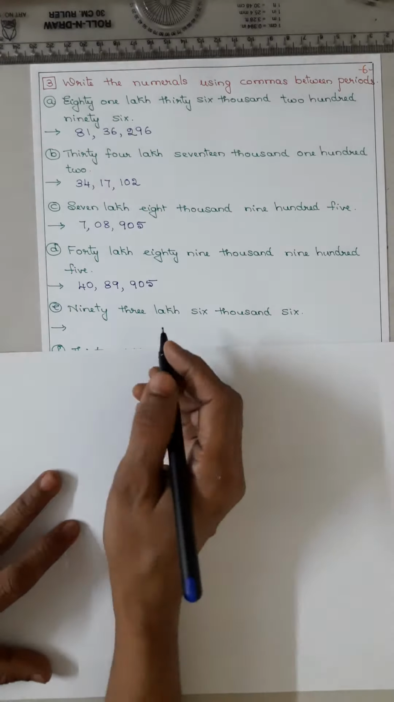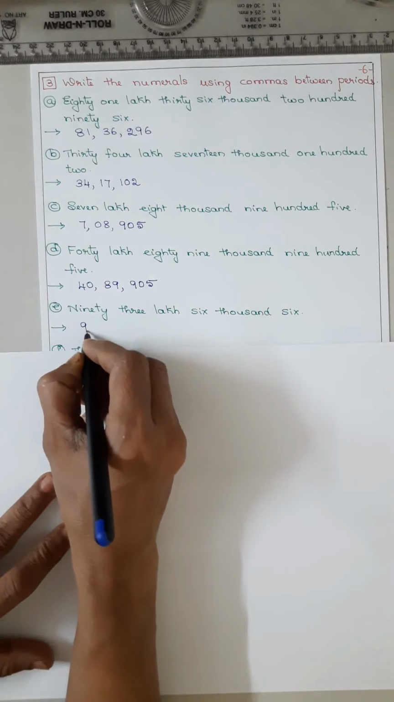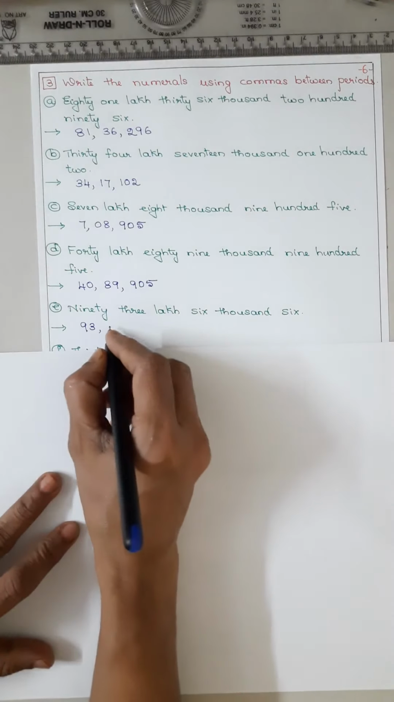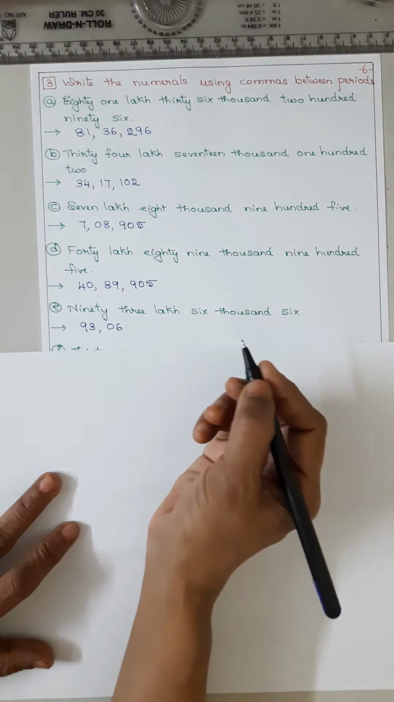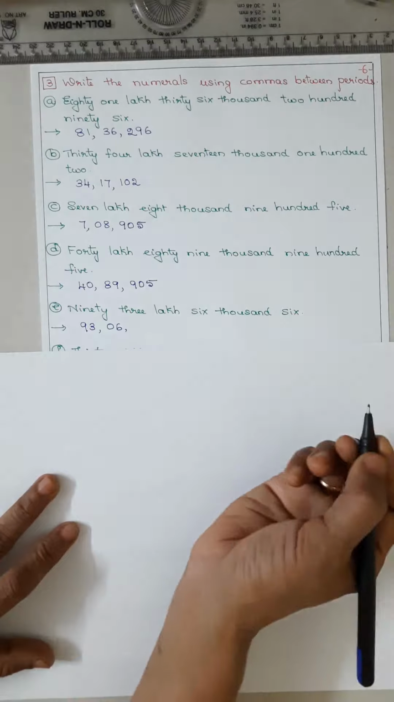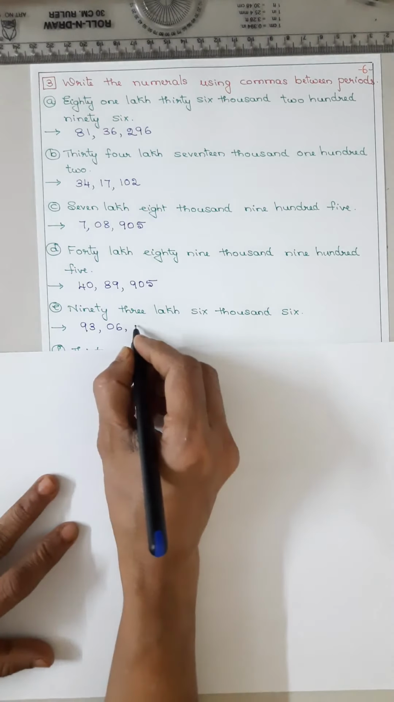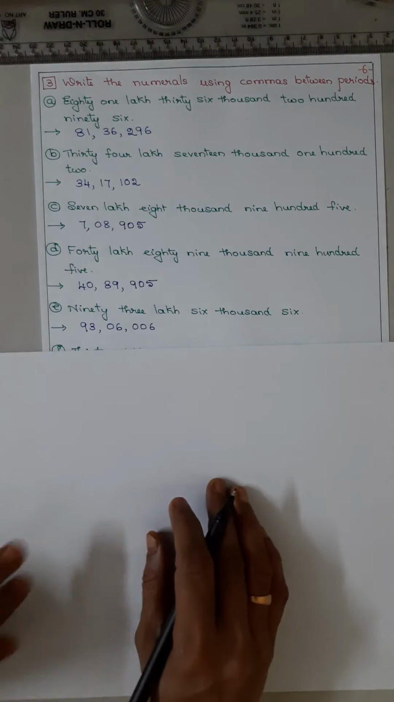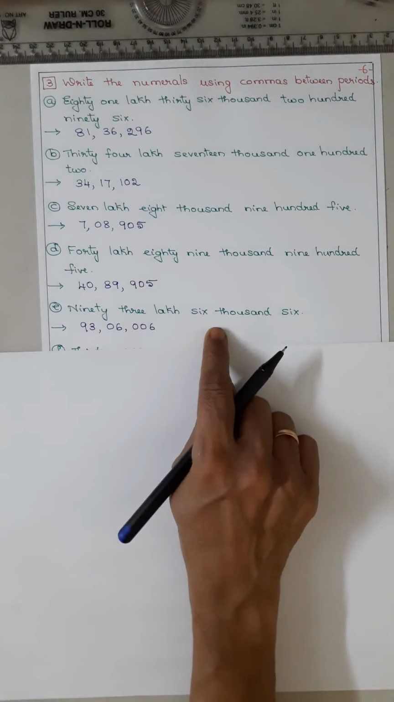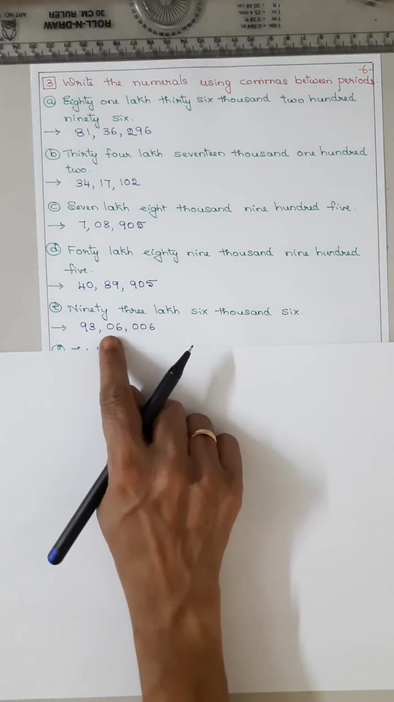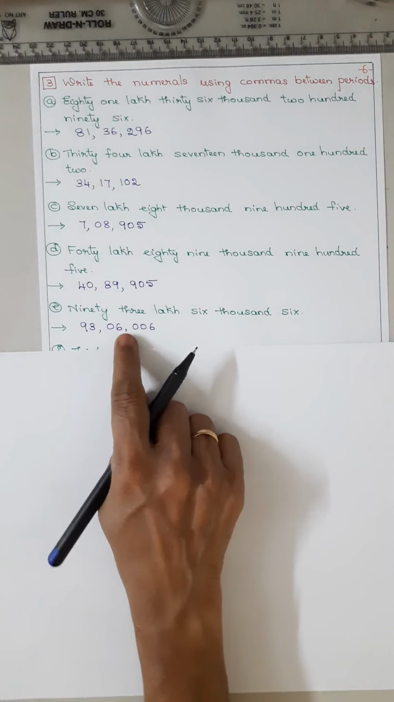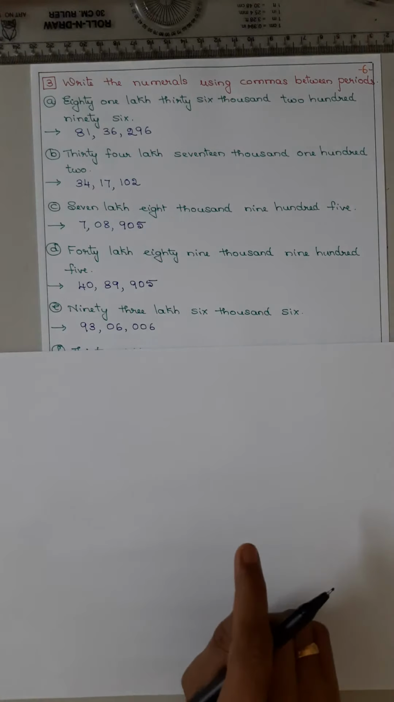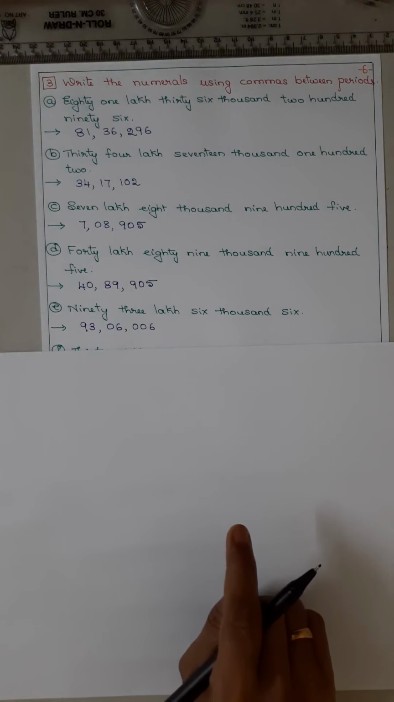93 lakh. 93 lakh 6,000. 6,000 is written as 06 comma 6. 006. So 6,000 is written so, since 10,000 is not there, so 0. 6 then 6. Hundreds, tens are not there so 006. Is it clear?